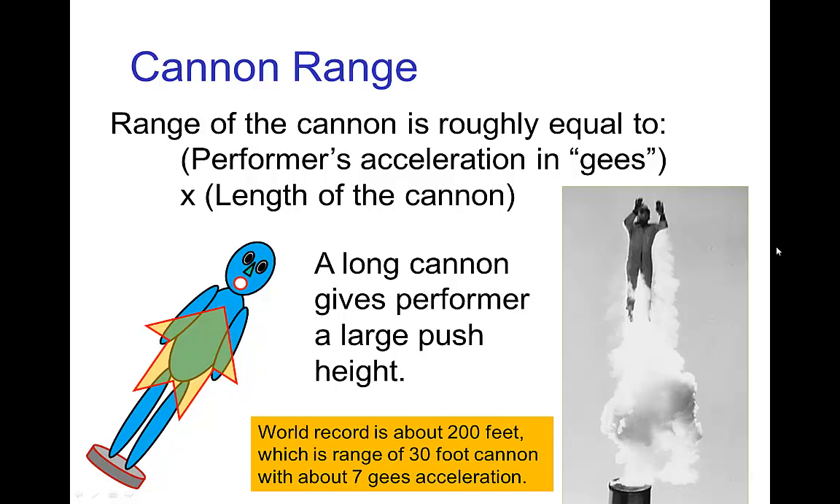Now, the range of the cannon depends on the length of the cannon. This basically takes the role of the push height, and the acceleration that the performer is subjected to as they are pushed up the cannon. The range is roughly equal to that acceleration measured in g's, where g is the acceleration of gravity, times the length of the cannon. So the world record for human cannonball is roughly 200 feet, and that's what you get for a 30-foot cannon if the performer is accelerated at about 7 g's.